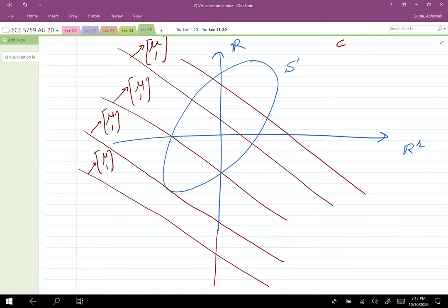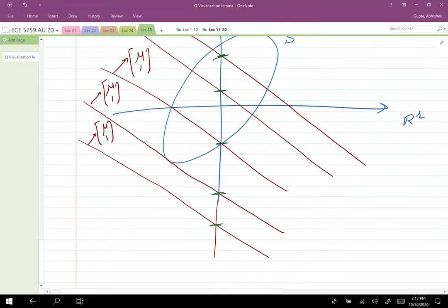And they all have their corresponding y-intercepts. These are all the y-intercepts for these hyperplanes that I have drawn. All of them are parallel to each other. Now, for this hyperplane, let me give it a name. H1, H2, H3, H4, H5. So I have five hyperplanes here.